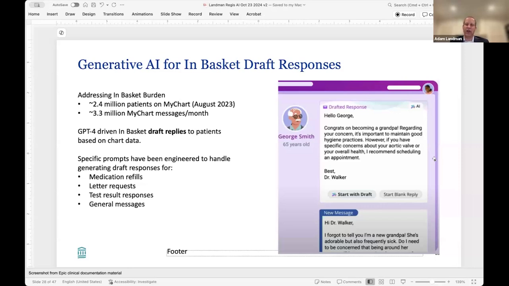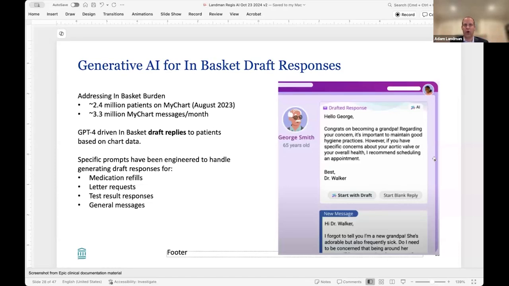And the clinician has the opportunity of saying, let me start with this draft. I can edit it, make some changes, or I don't really like this response at all. Let me start with a blank reply. So this functionality really resonated with our clinicians and our leaders. It's really addressing a key pain point, and we wanted to try it out. And as I said, in this pilot-based approach, we want to start small to make sure that it's working, that it's valid, that it's not going to cause harm.